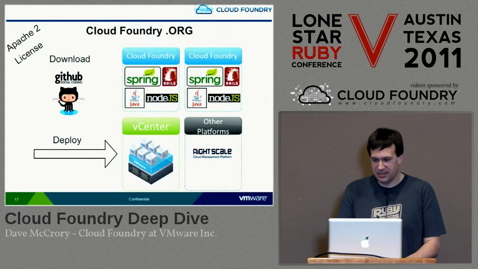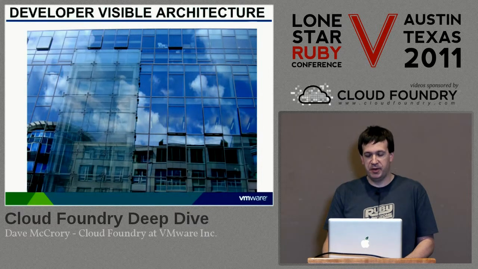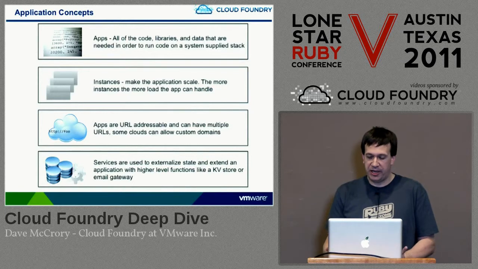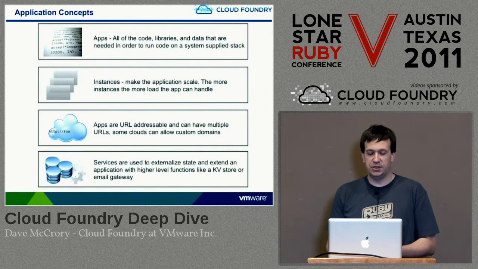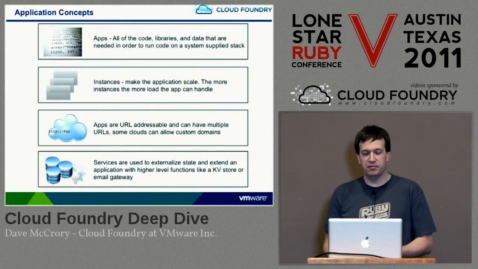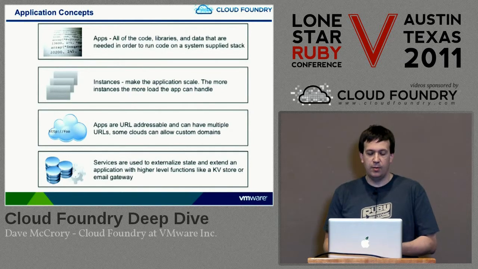So now starting to go kind of the next layer deeper, I'm going to talk about the developer visible architecture. So these are things you can use just writing to Cloud Foundry. So they're application concepts. These are around what the different constructs that are in Cloud Foundry that you leverage. So there are applications, so that's your code, your libraries, all of the things that you need for your app to be your app.